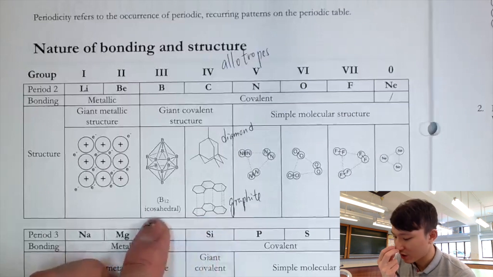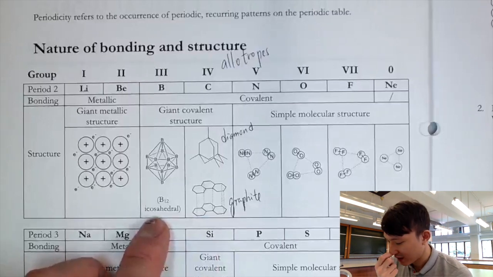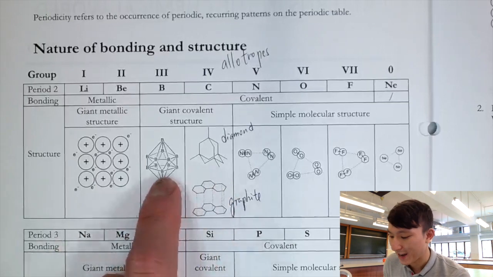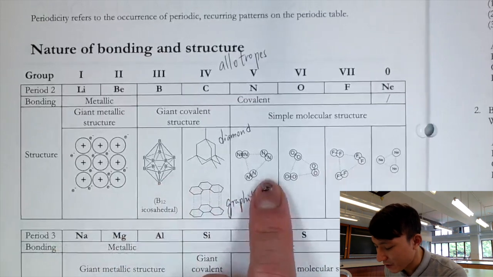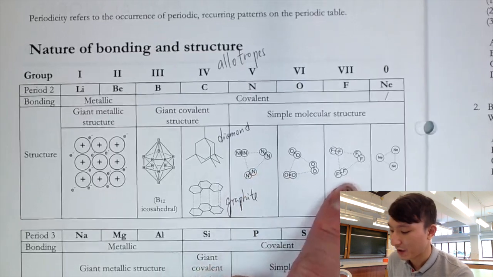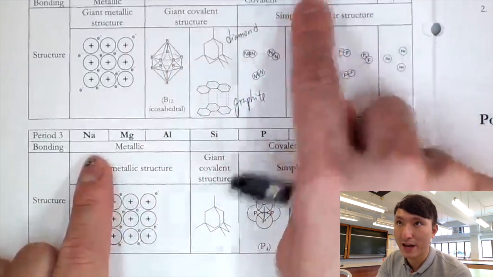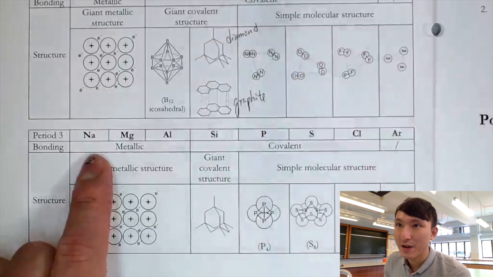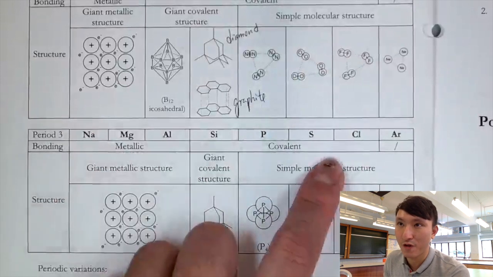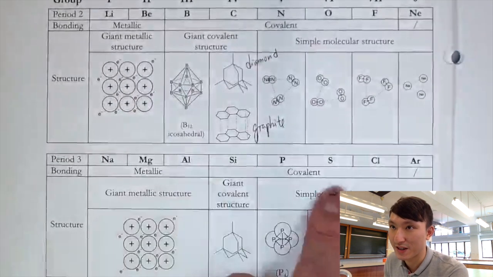Now boron, we didn't really talk about it, but at least you need to know that it has a giant covalent structure, and therefore its physical properties are quite similar to diamond. We will talk about it again later. For simple molecular structure, realize that nitrogen is N2, oxygen is O2, fluorine is F2, okay? Now for period 3, you see a similar pattern when compared to period 2. Again, the elements change from metallic bond to covalent bond from left to right across a period, okay? Metallic to covalent.